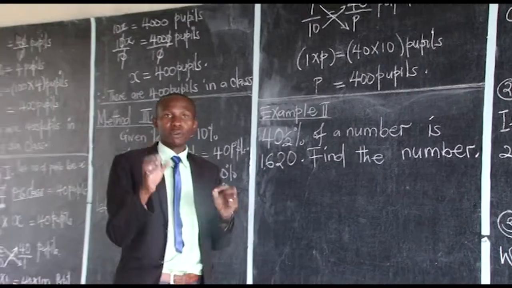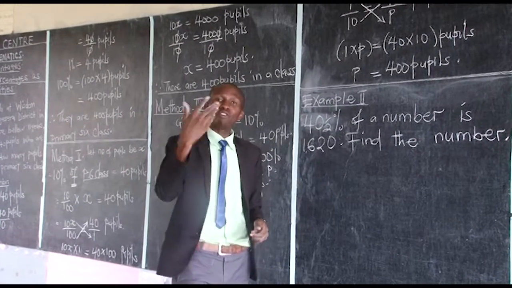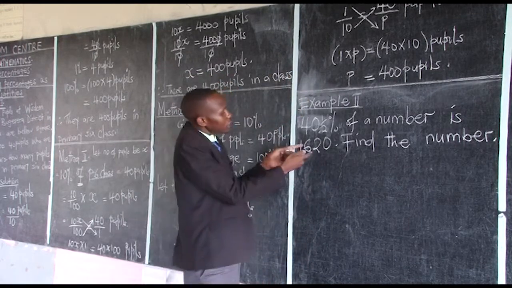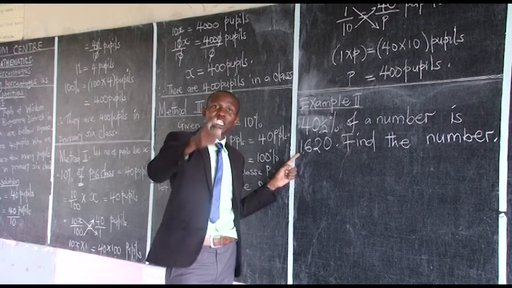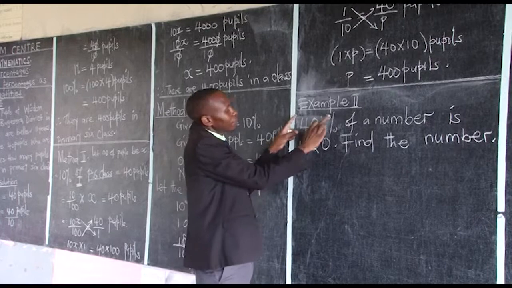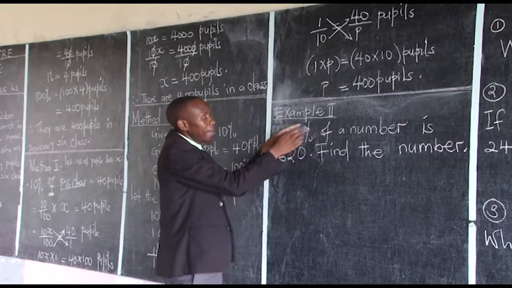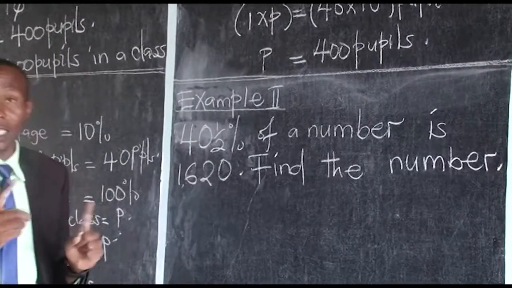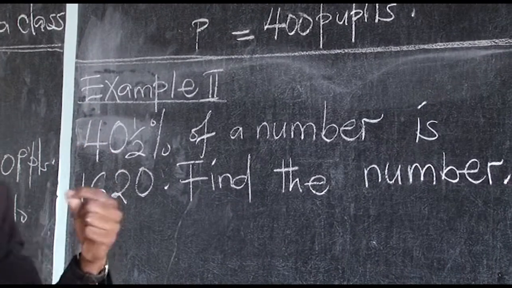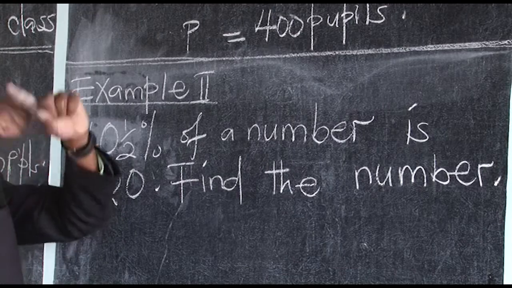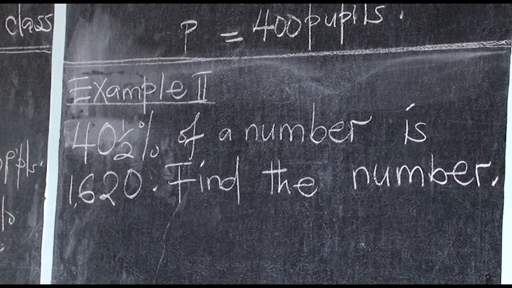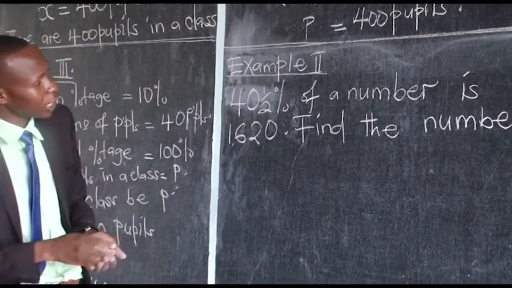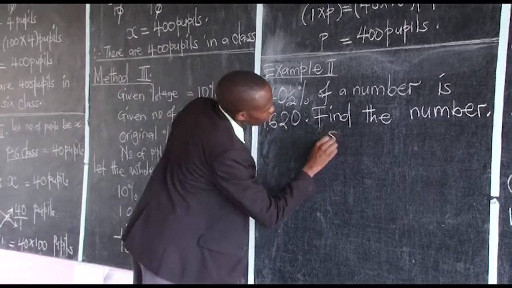We've already identified some areas. They have said 40 whole number, 1 out of 2, is equal to 1,620. That is, meaning that this 40.5% is representing 1,620. Now, they want us to find the whole number, meaning that the whole number is supposed to give us 100%, but this is not 100%. So, for us to find the number, we shall come and say solution.